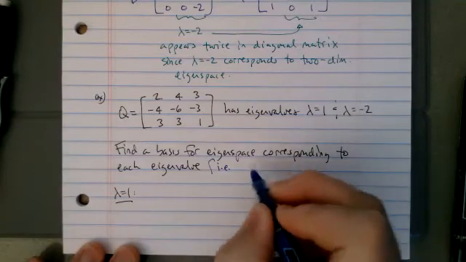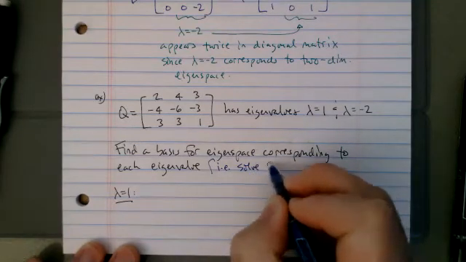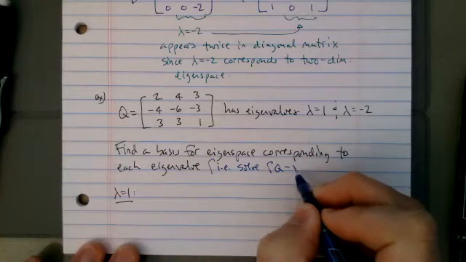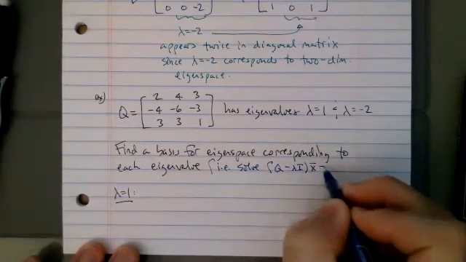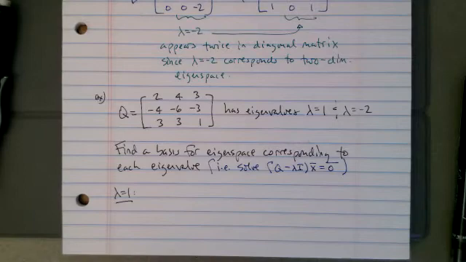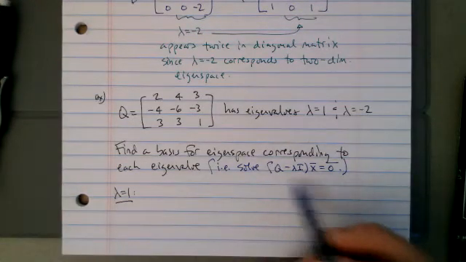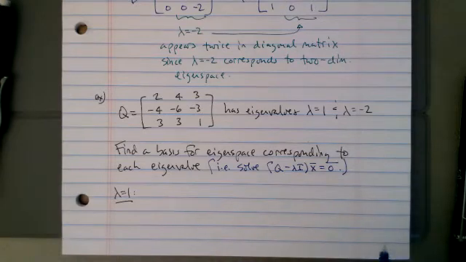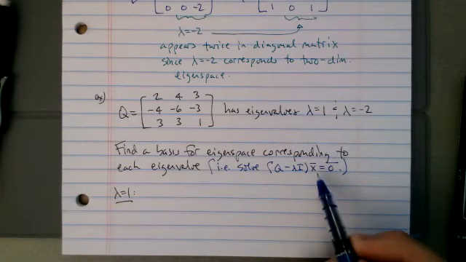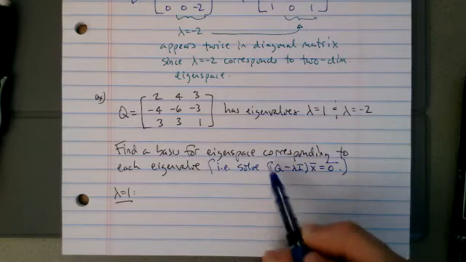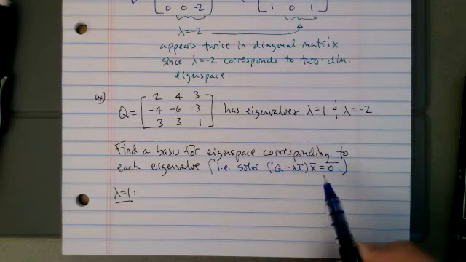Remember, to find this eigenspace, we solve Q minus lambda I times X equals 0. So we solve a homogeneous equation. We know that there are non-zero solutions because lambdas are eigenvalues. So we need to be able to find a non-zero solution to the homogeneous equation. Because if all we get is 0, that means our lambda is wrong, because Q minus lambda I would be invertible.